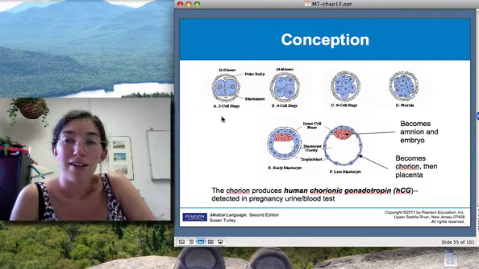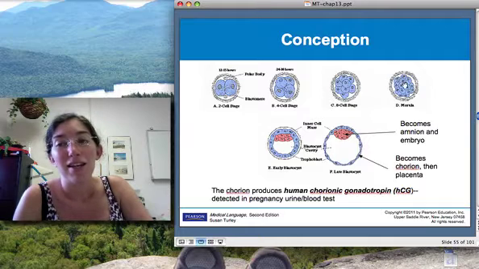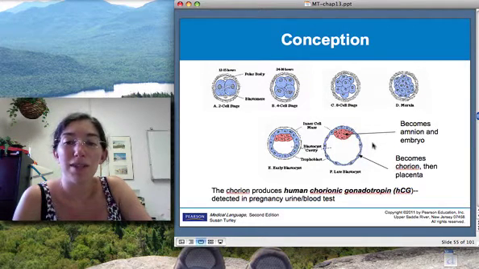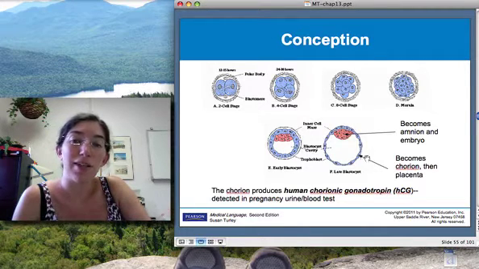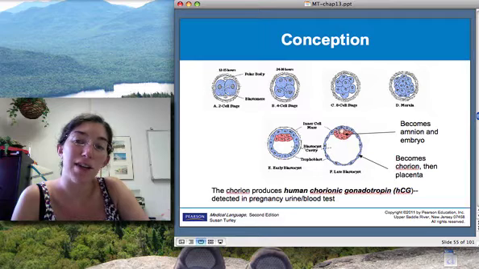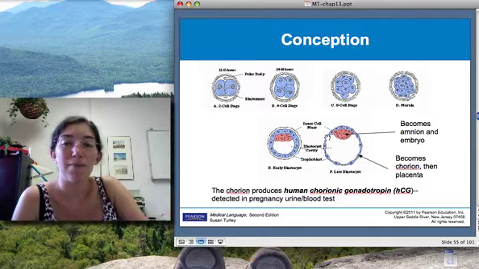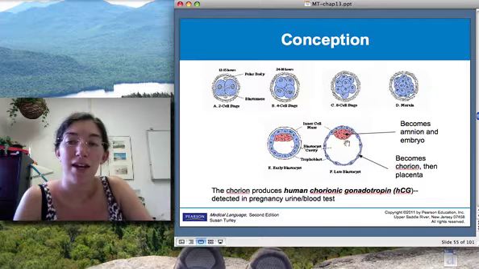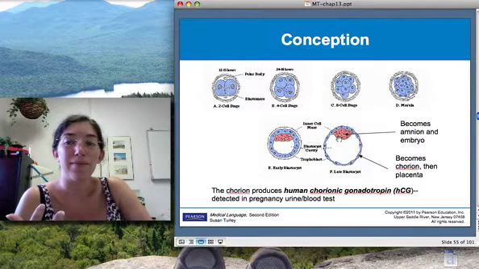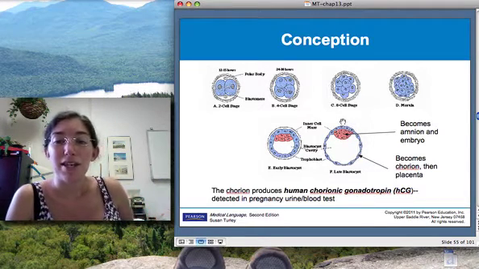So you can see here the dividing process, first into 2, then 4, then 8, etc., until it forms this blastocyst structure, okay, where there are cells around the outside, and then there's a cluster of cells on the inside here, and then there's a big space, the blastocyst cavity. And this inner cell mass here, the pink cells, that is what becomes the embryo. That is what becomes the amnion, all right? This outer cell lining is the trophoblast.